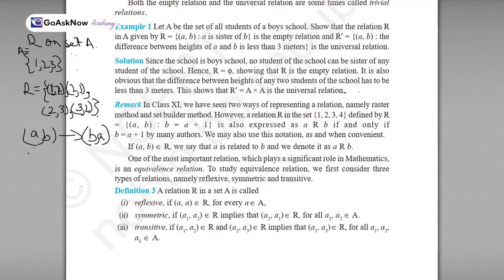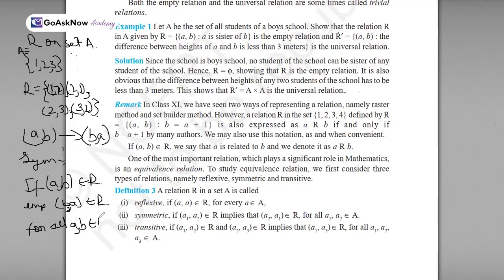So I can generally write the definition of symmetricity. If (A, B) belongs to R implies (B, A) must belong to R, for all A, B belonging to capital A. This is the definition of symmetricity of any relation.